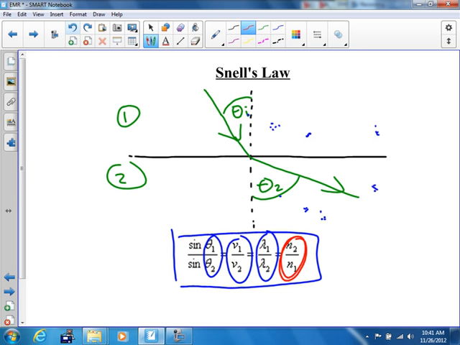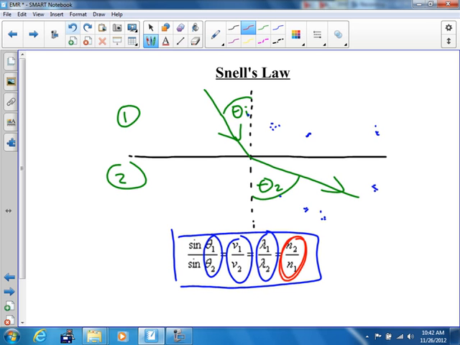We get in the habit of writing sine theta 1 over sine theta 2 equals v1 over v2 equals lambda 1 over lambda 2. What do you think we write by habit sometimes? n1 over n2. It's not right. It's n2 over n1. And it's on your data sheet correctly, but some of us don't look at our data sheets. We just kind of remember it and make a mistake that way.